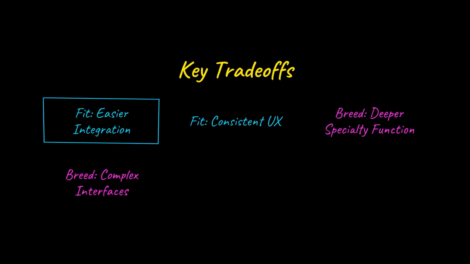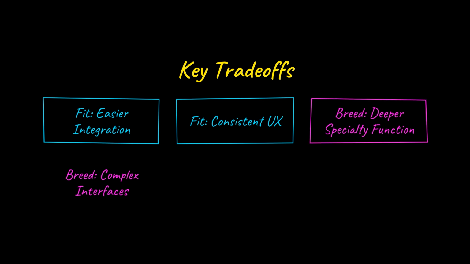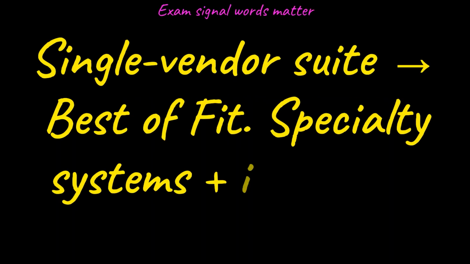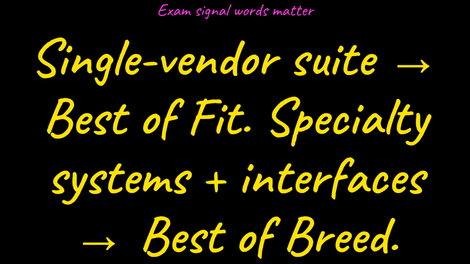Best of fit wins on simplicity: fewer vendors, consistent user experience, and no custom interface burden. Best of breed wins on capability depth, but the hospital pays in interface development costs, multi-vendor management, and painful upgrade coordination when vendors change systems on incompatible timelines. On the exam, map the language precisely. A single vendor covering most modules signals best of fit. Specialty systems from different vendors connected through interface development signals best of breed. There is no best of suite or best of cost, only these two terms.